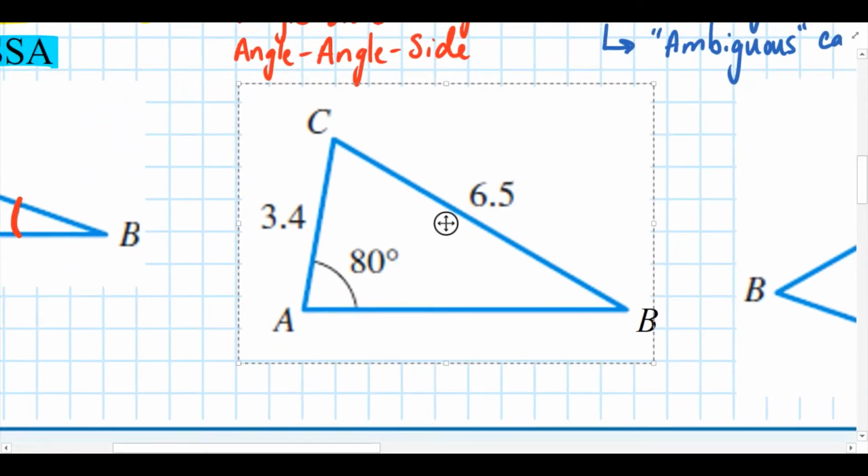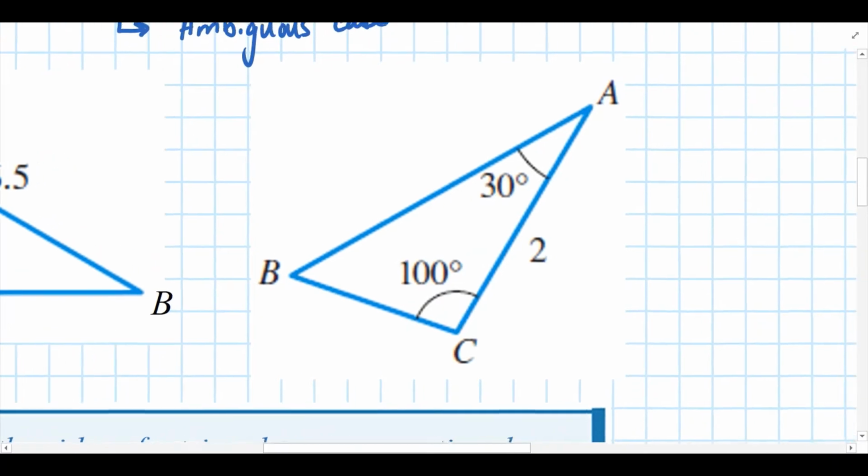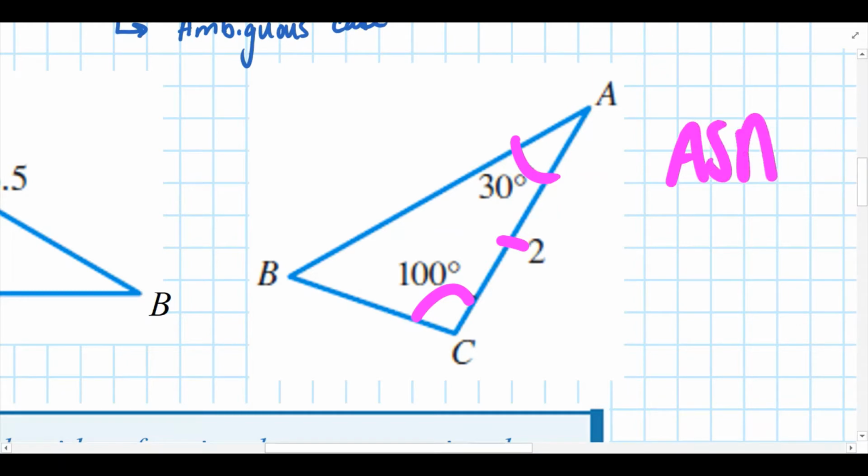The triangle in the middle illustrates a non-ambiguous SSA case. You should notice that 2 side lengths are provided, and the angle measure of 80 degrees is not directly in between. Please pause the video now and determine which case is illustrated by the third triangle. Resume playback in a moment to check your work. With 2 angle measures provided and a side length directly in between, this is an example of the ASA case.